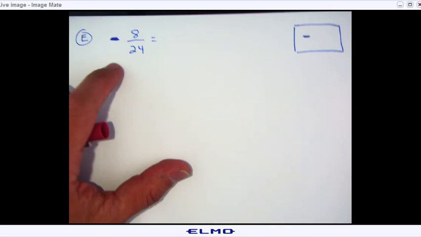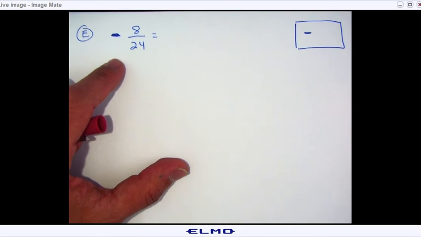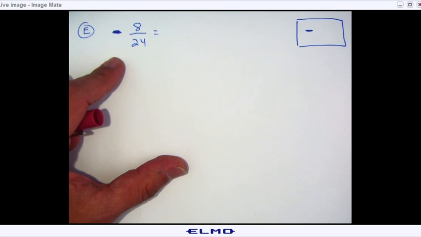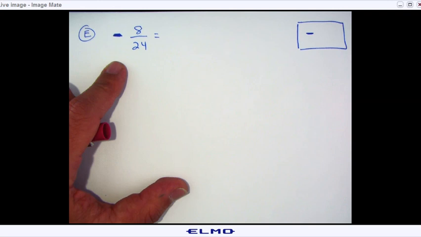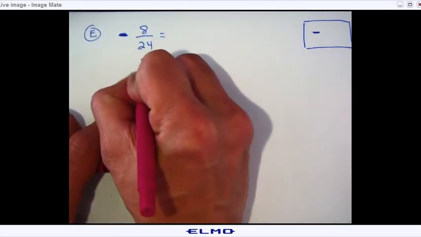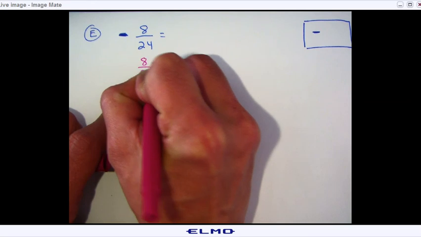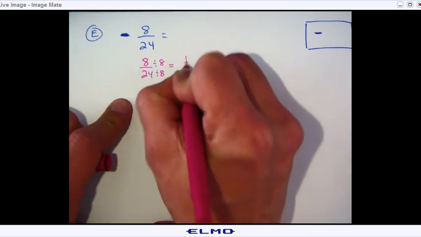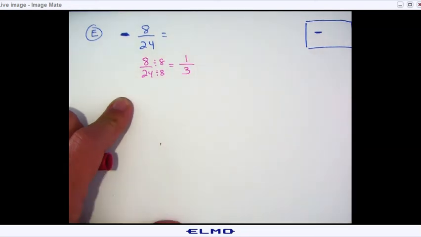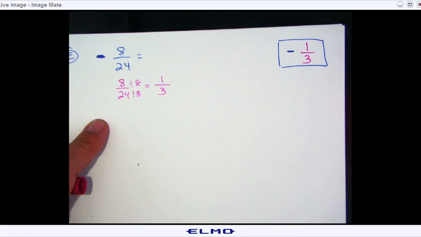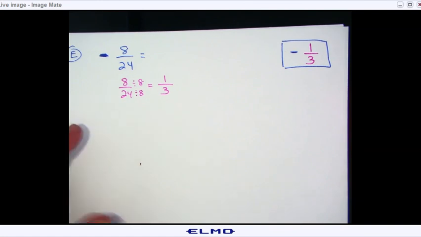So what do you want to do? Should I do division or multiplication? Which one, guys? Division. All right. I'll do division first, then multiplication. So here we go. 8 over 24. I'm going to divide by 8, which is 1 over 3. So your answer is 1 over 3. Don't forget, it's negative.